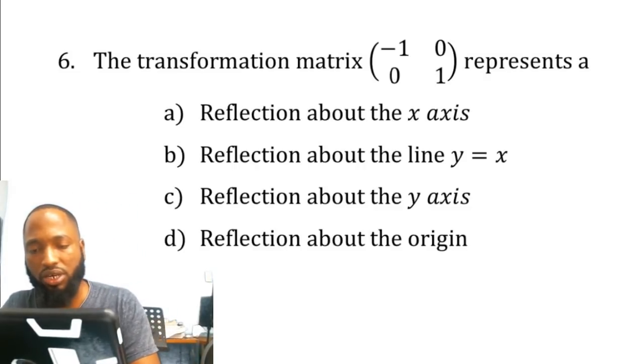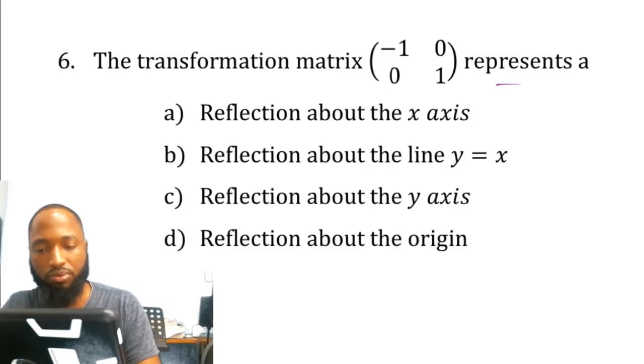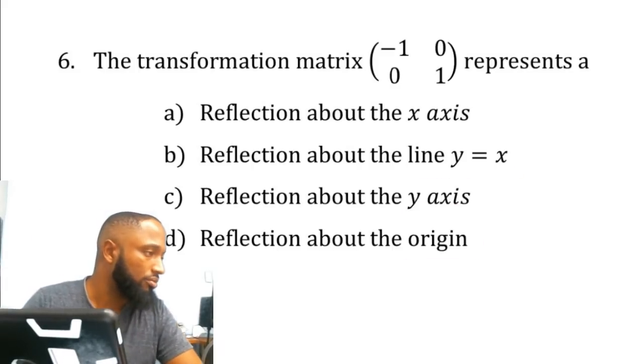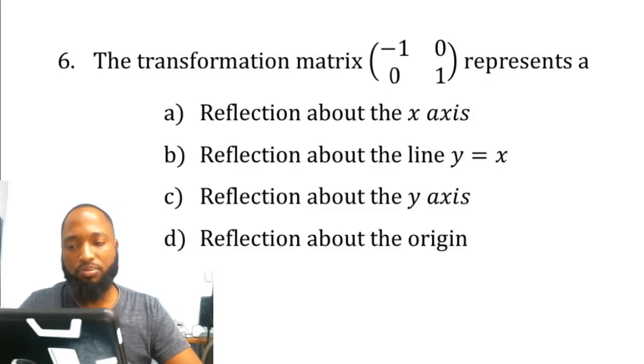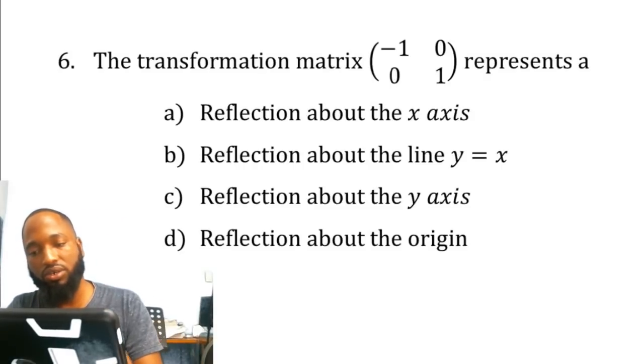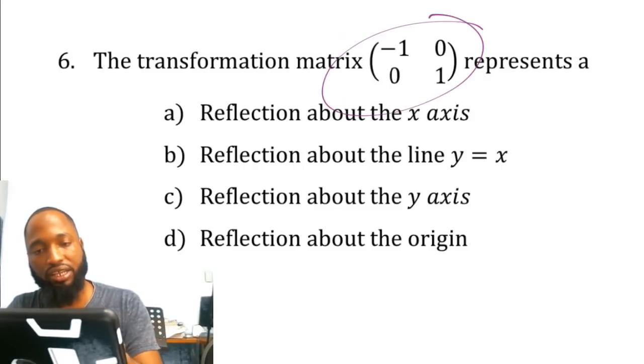The transformation, -1, 0, 0, 1 represents a reflection about the x-axis. Which one is this? Which one is it, people? It's number 6. You don't understand how I get the transformation? Oh, you're just multiplying. All right, so let's look at this one then.